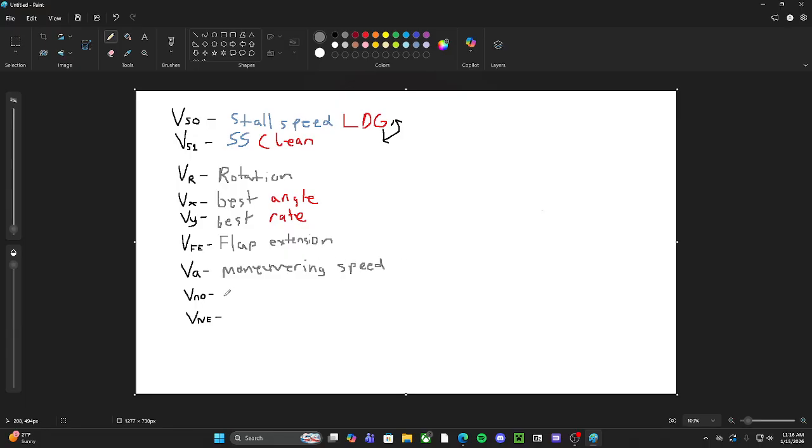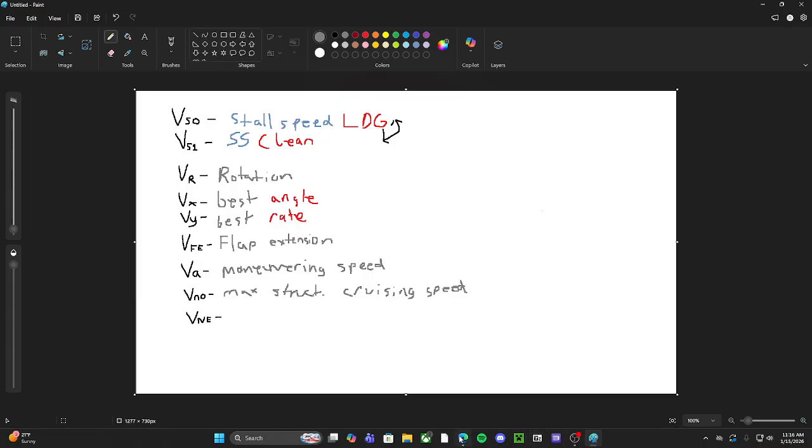VNO, that's our max structural cruising speed. So essentially what that means is it's the speed where in smooth air, so if there's not a lot of turbulence, if we're not getting bumped a lot, that is the speed at which if I go above it and I'm in turbulent air, I have the chance to structurally damage my plane. But if I'm below it in turbulent air, I would be fine.